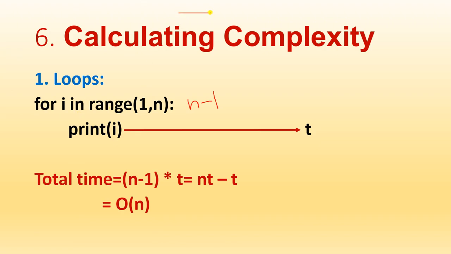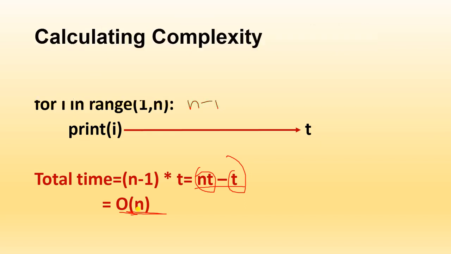When you calculate it, the answer is nt minus t. So this t is the constant one, and this nt is the dominant term. This t is again constant. So when you calculate the complexity, it will give you O(n). So this is the answer for this loop.